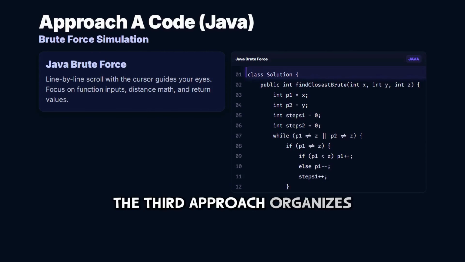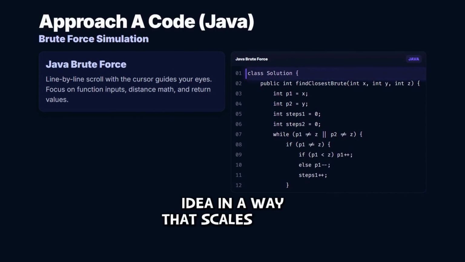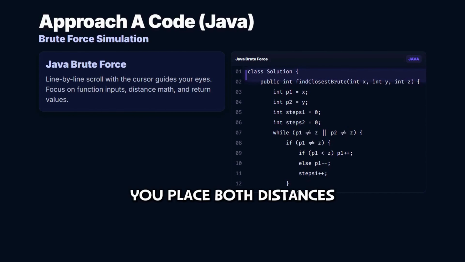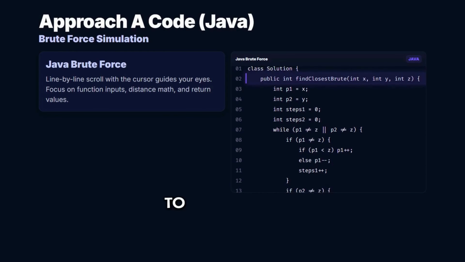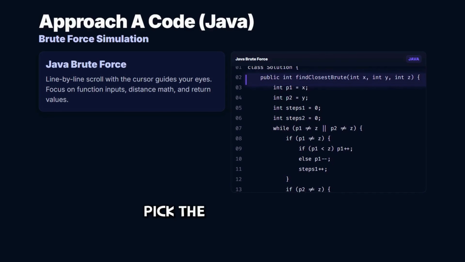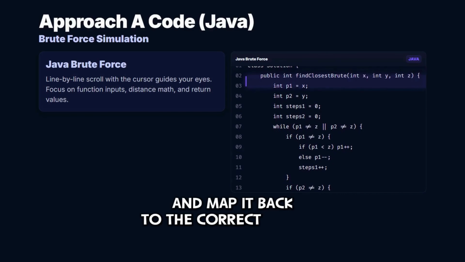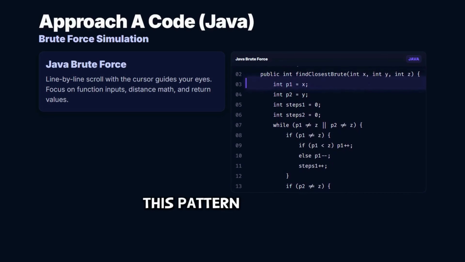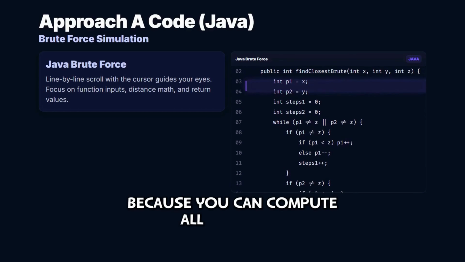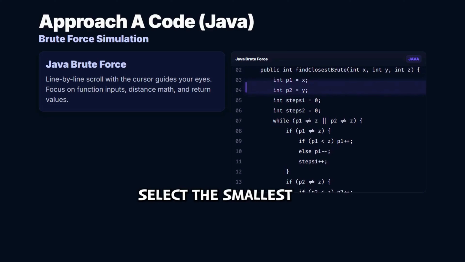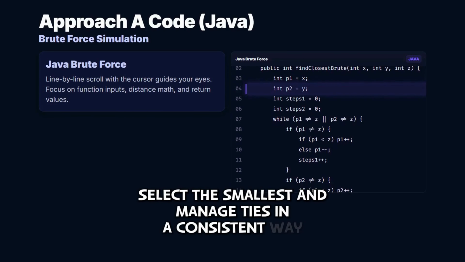The third approach organizes the same idea in a way that scales easily. You place both distances into a small array or list. Check whether the two values are equal to handle the tie, and otherwise pick the smaller value and map it back to the correct person. This pattern is helpful if the problem later extends to more than two people because you can compute all distances, select the smallest, and manage ties in a consistent way.